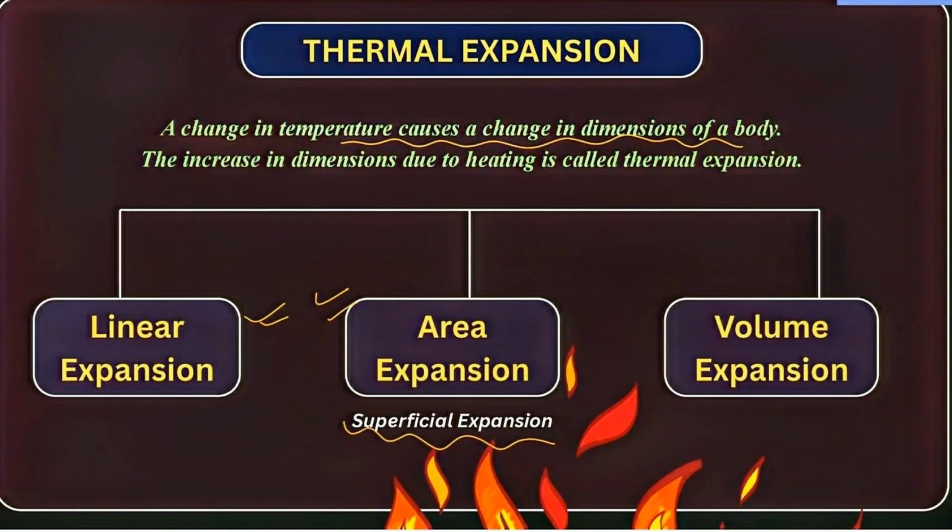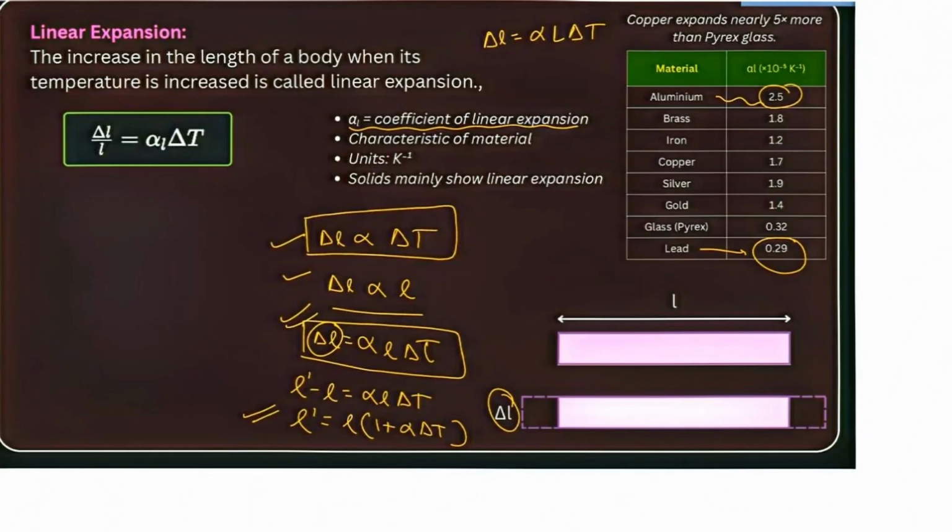There are 3 types of thermal expansion. 1. Linear expansion. 2. Area expansion, or superficial expansion. 3. Volume expansion. 1. Linear expansion: the increase in the length of a body when its temperature is increased. Its unit is per Kelvin. Its formula is ΔL = α_L L ΔT, where α_L is the coefficient of linear expansion.